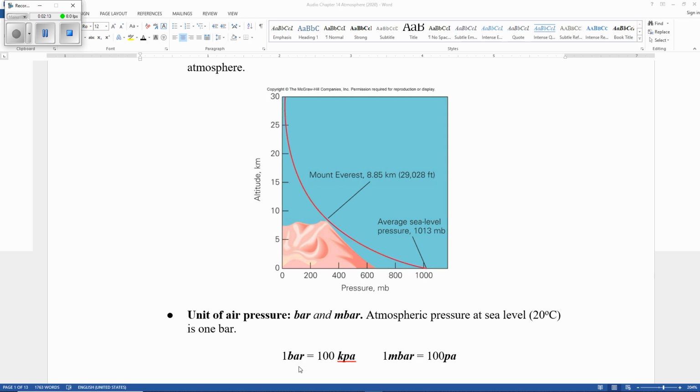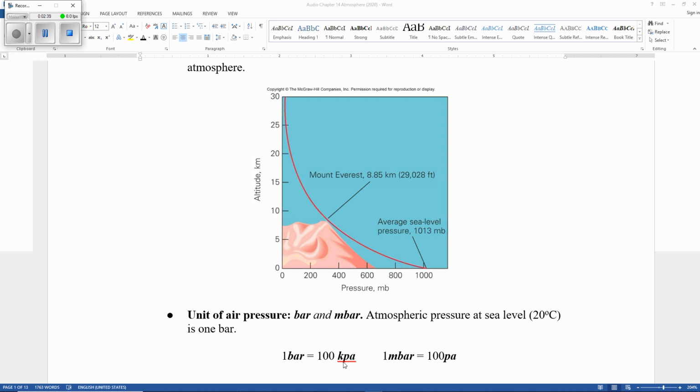So 1 bar equals 100 kilopascal. We studied this one before. 1 pascal equals 1 Newton per square meter. So 1 bar equals 100 kilopascal. And also we use the millibar. That's 1,000 millibar equals 1 bar.